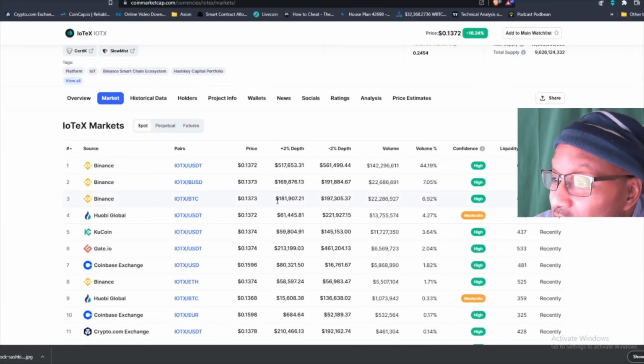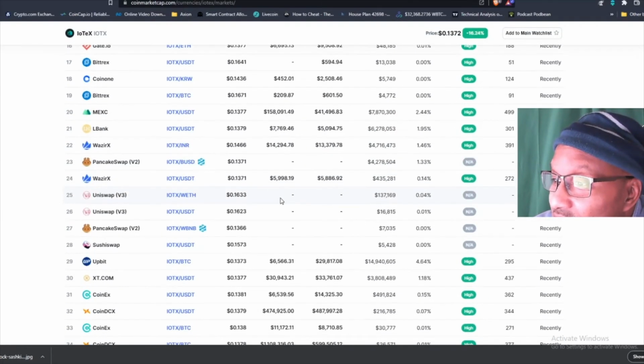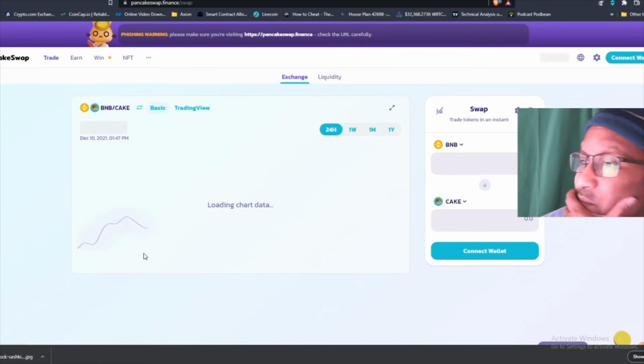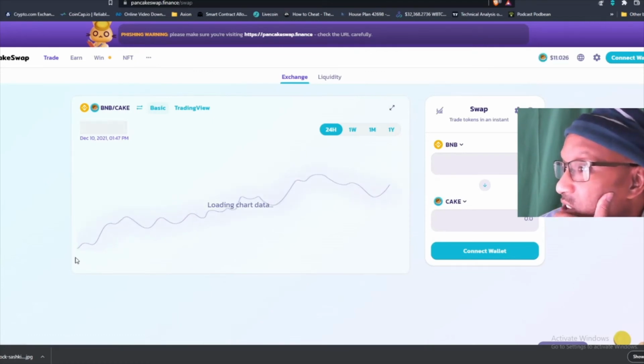So, I'm going to get me some. Where is that? Did I buy it? Oh, yeah, PancakeSwap. Here it is right here. Okay. Yes, sir. I'm about to get me some of that. Oh, yeah, IOTS on the Binance Smart Chain, you guys. Oh, yeah, we about to do that.